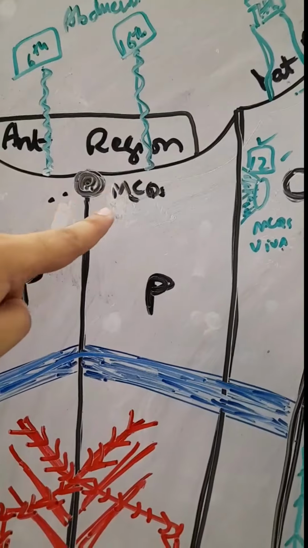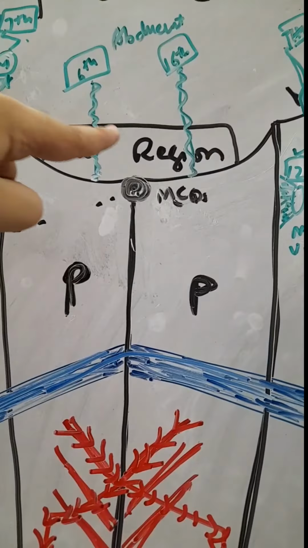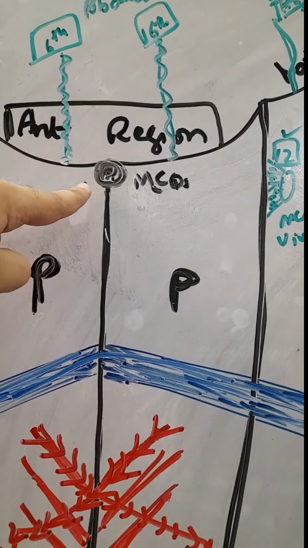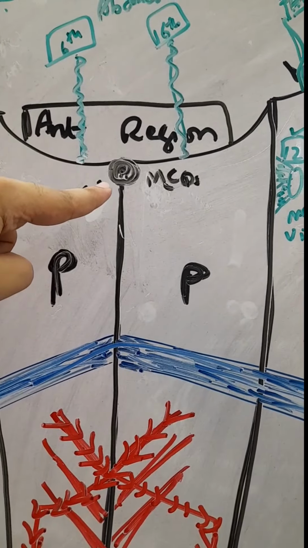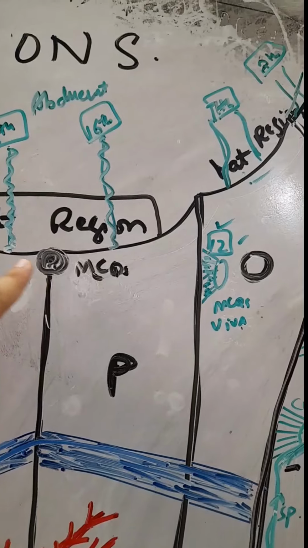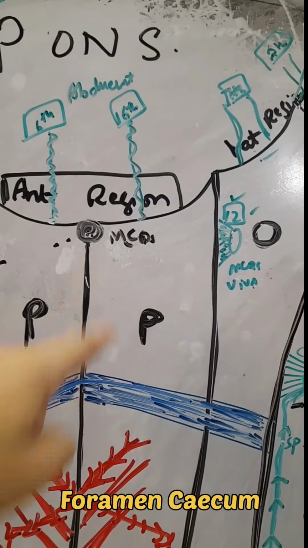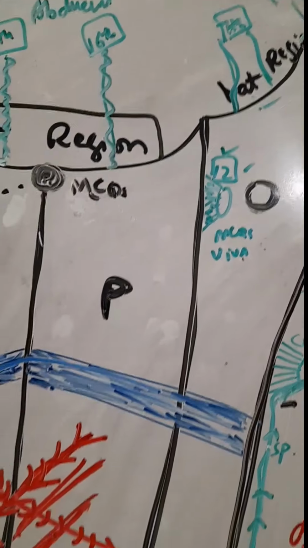The foramen here, which you can see at the cranial most part of the anterior median fissure, at the junction of the anterior median fissure with the pontomedullary junction, is called the foramen cecum. Foramen cecum, an important MCQ point.